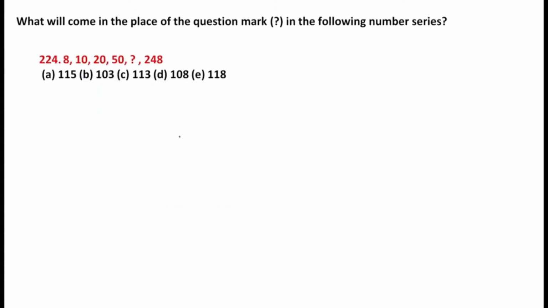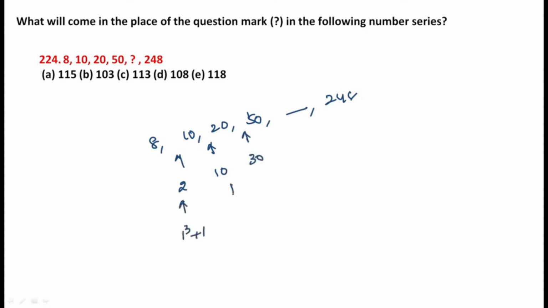Next number, see. The numbers 8, 10, 20, 50, dash, 248. Now if you observe, the differences between those numbers are 2, 10, and here 30. Now I can say that this is 1 cube plus 1, this is 2 cube plus 2, this is 3 cube plus 3. The next number must be 4 cube plus 4. You have to add 68 here. So 50 plus 68 is the final answer, that value becomes 118.